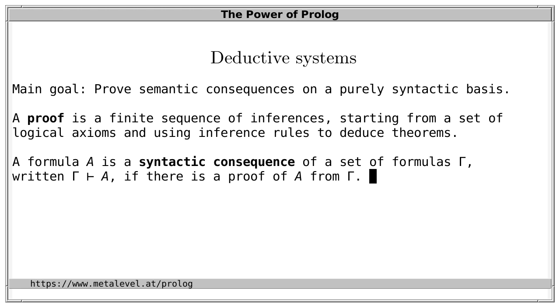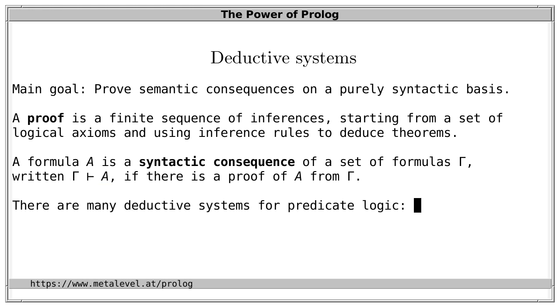We say that a formula A is a syntactic consequence of a set of formulas gamma if A can be syntactically derived from gamma. So if there is a proof of A from gamma. So this is a syntactic notion of a logical consequence relation. And what we can prove, of course, depends on the proof system. And for predicate logic, and also of course for other logics, there are many deductive systems with different advantages and drawbacks.